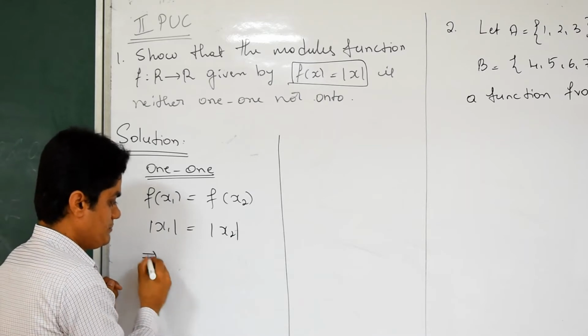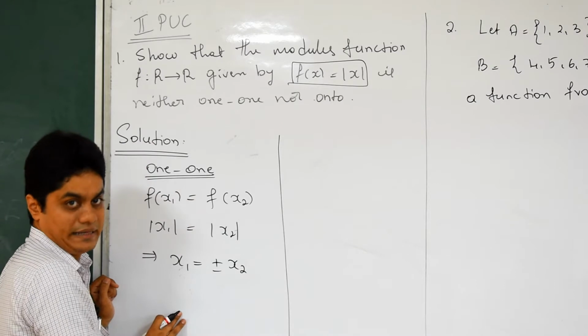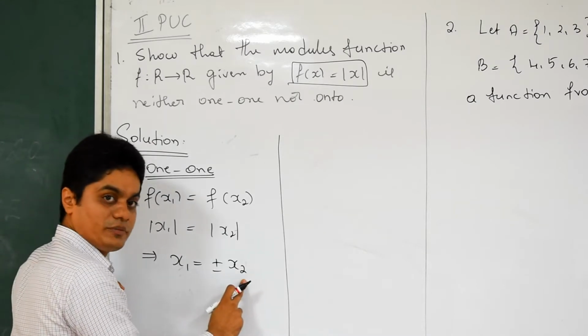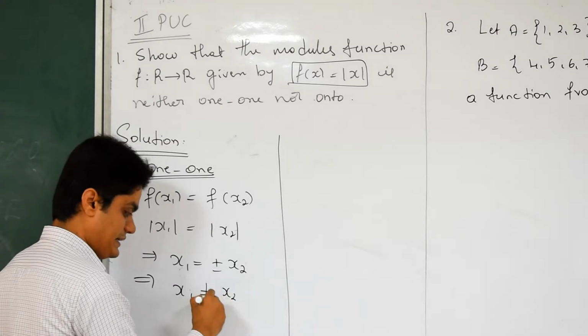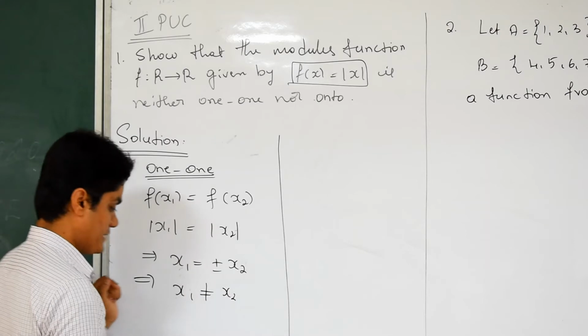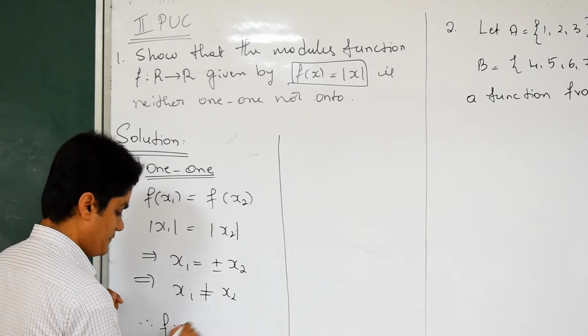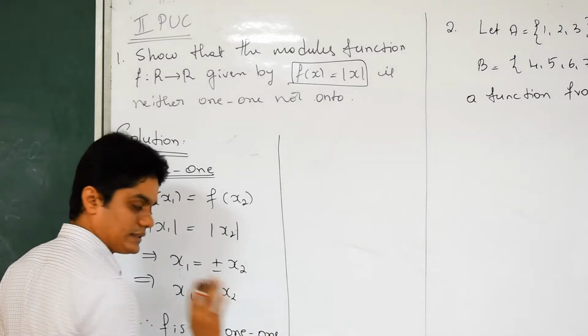So this implies, when you remove the modulus sign, it can be plus as well as minus, right? So x1 equals plus or minus x2. Is x1 equal to x2 always? Definitely no. It is equal when it is plus; if it is minus, it is not equal. So therefore, what is the conclusion? f is not one-one.